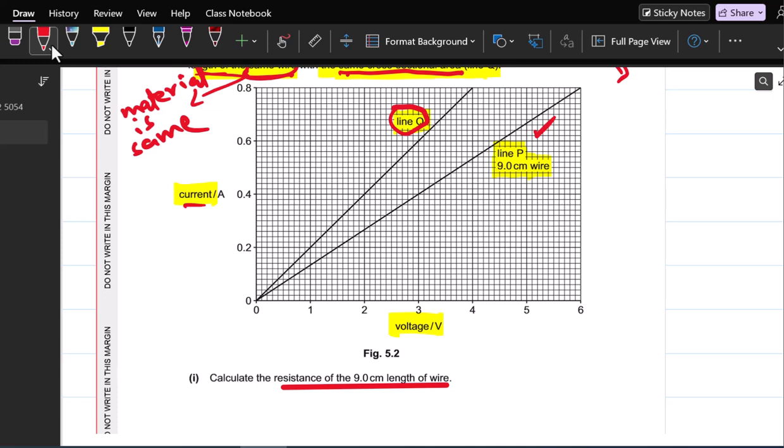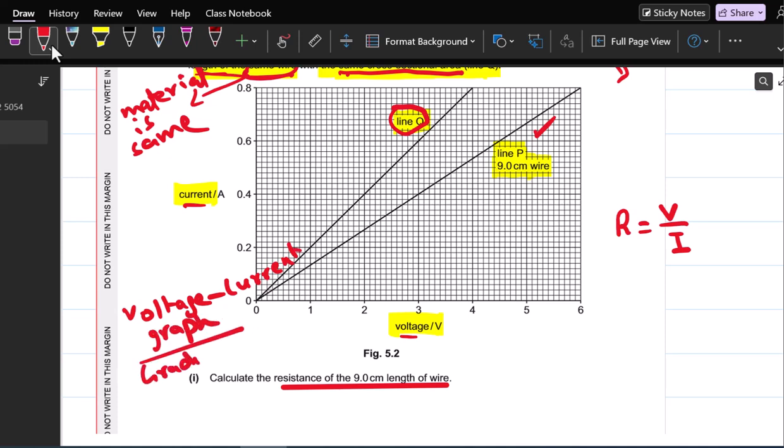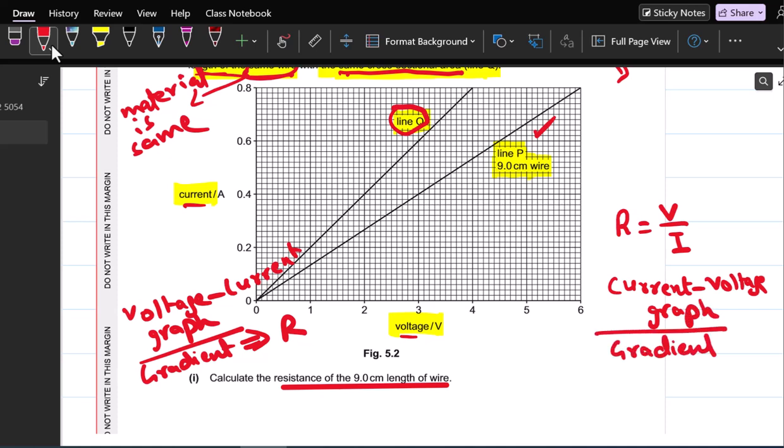So we are given with current voltage graph. You know R is equal to V over I, and when we are given voltage current graph, if we find gradient, we get resistance. But here we are given current voltage graph. So if we find gradient, we will be getting reciprocal of resistance. So this thing is very important here.